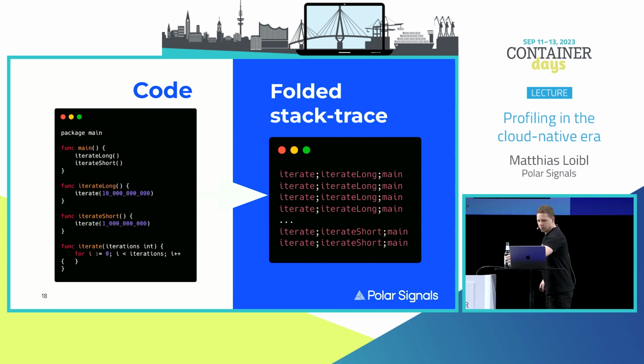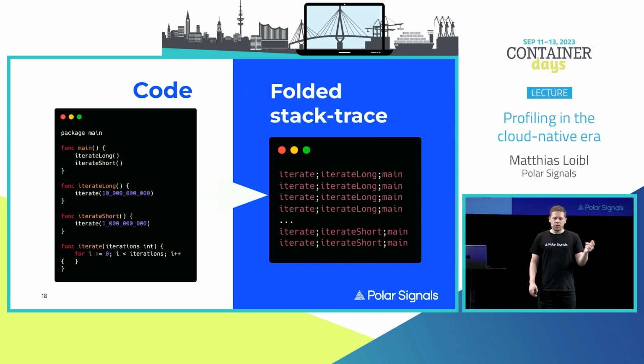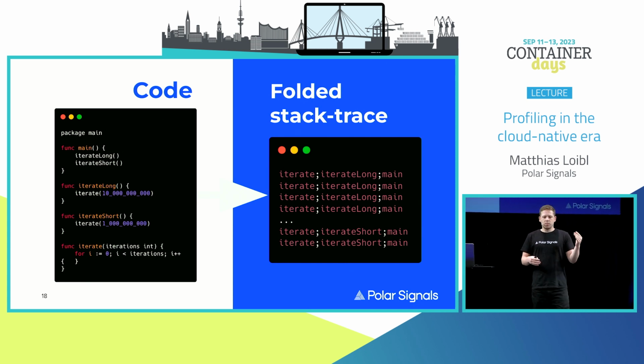So you can see on the left-hand side, you have a main function, and that executes the iterate long and iterate short functions, and they do some work. And what we do, again, 100 times per second, for example, we look at the call stack, and we see the main function called the iterate long function, and that called another one. And then the other one, back down at the bottom, you can see, is in the example only seen twice.